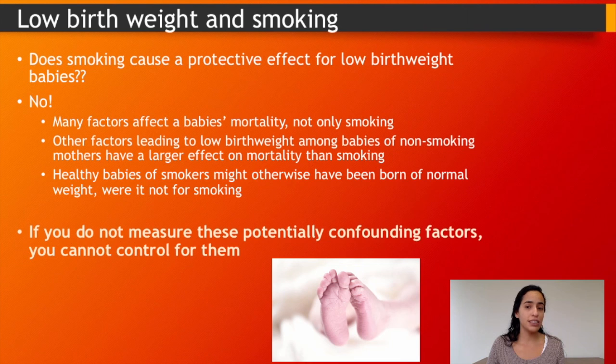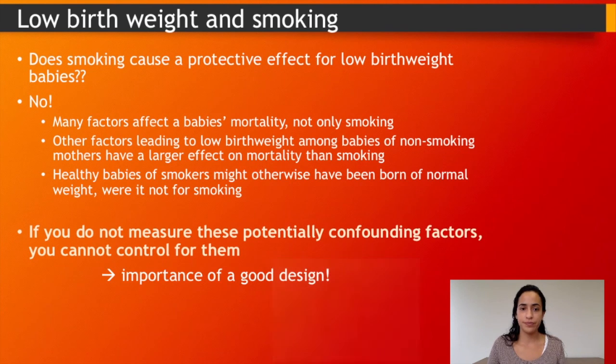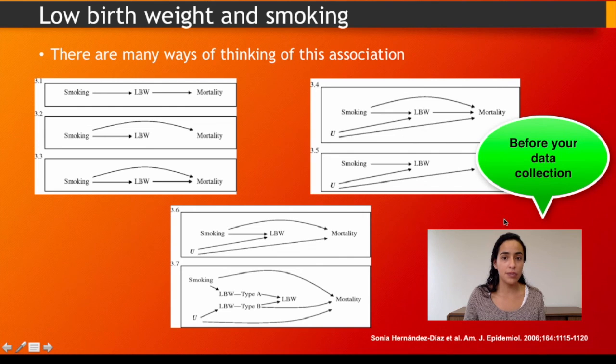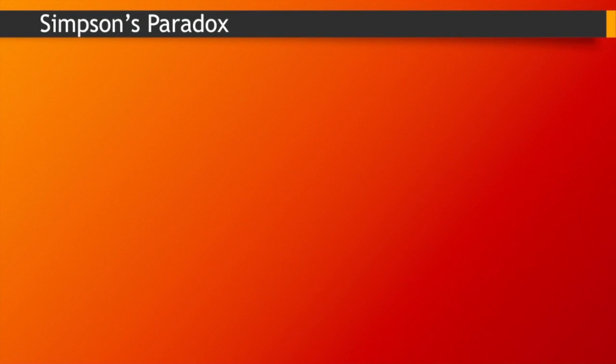However, if you don't measure potentially confounding factors, you cannot control for them. This highlights again the importance of a good design. In the previous example on low birth weight and smoking, it's important to consider before you start the study that there are many ways of thinking of this association. For example, smoking could be associated to low birth weight, which would in turn be associated to increased mortality, or smoking could be associated to both increased mortality and low birth weight. These are 7 of the potential diagrams showing the potential sets of associations just between smoking, low birth weight, and mortality, along with some unknown causes. It is important to consider this before you begin your data collection.